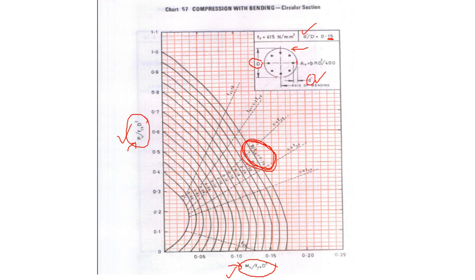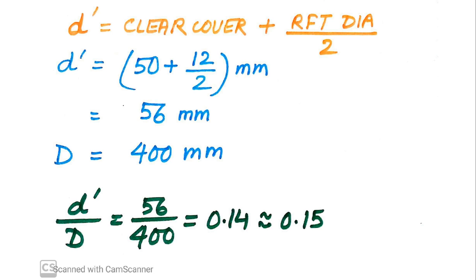So what is my target right now? My target right now is to know the value of D dash by D, so that I know which chart to follow. Once I know D dash by D, I need to know Pu by fck D square, and then Mu by fck D cube. Once I know both the values of the y-axis and x-axis, I can find the value of p by fck, and that will give me the percentage of steel. So that is the plan right now. So I begin with my plan.